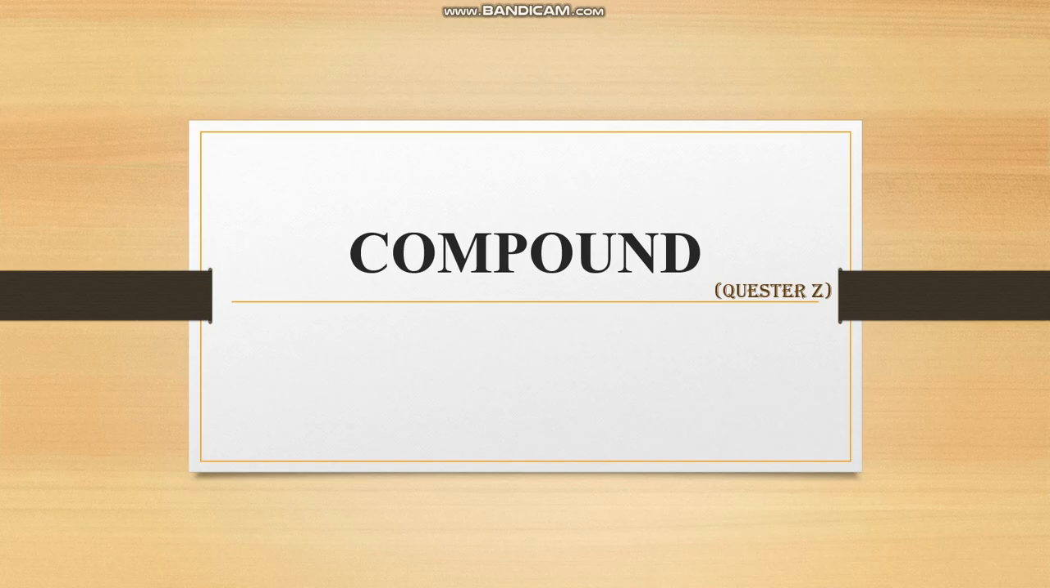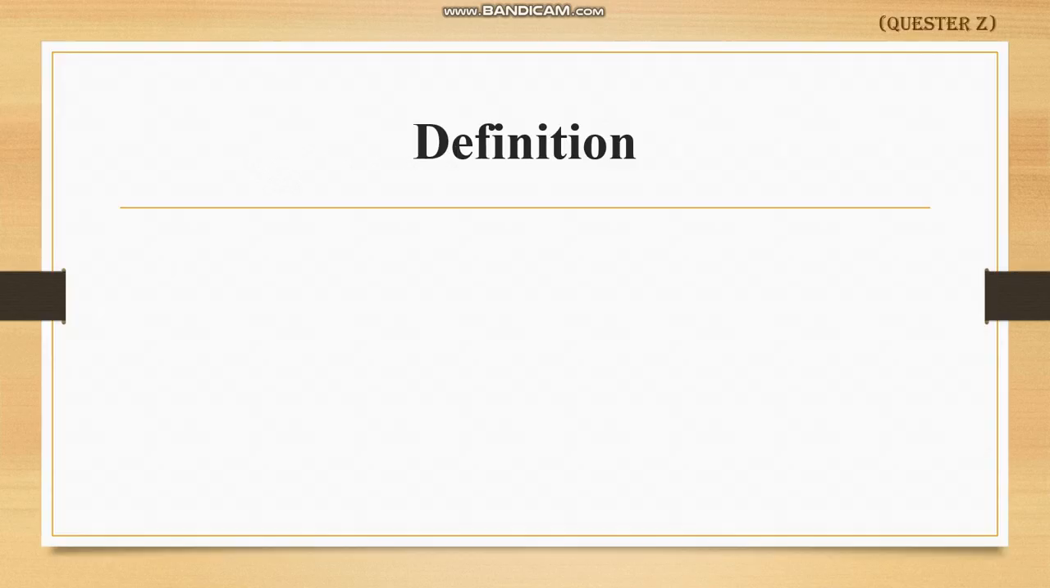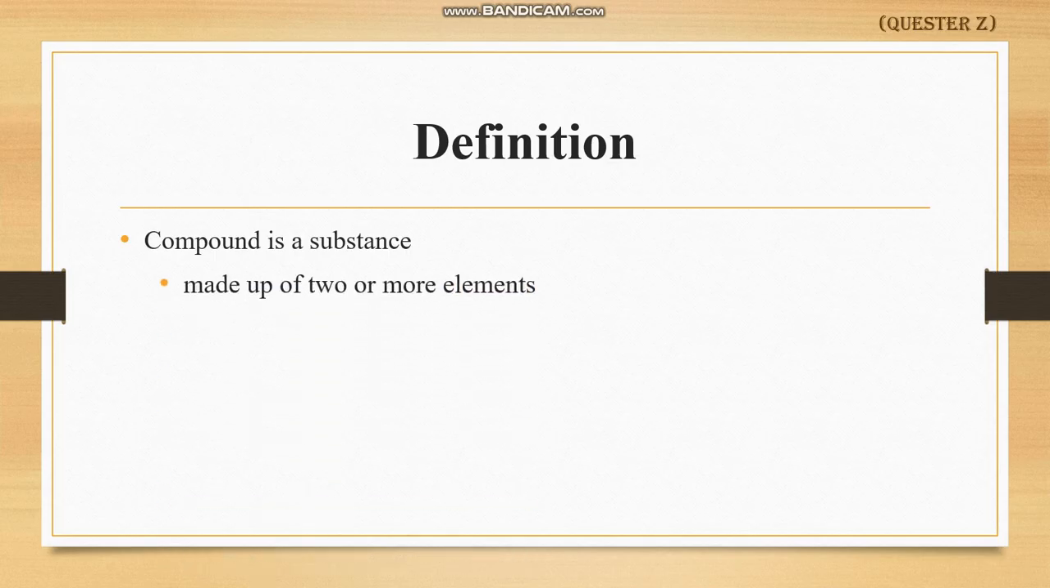Today I am going to explain compound. First of all, definition. A compound basically is a substance that has the following characteristic: it is made up of two or more elements chemically combined together. Chemically combined means there is some chemical bond present between the two or more elements.